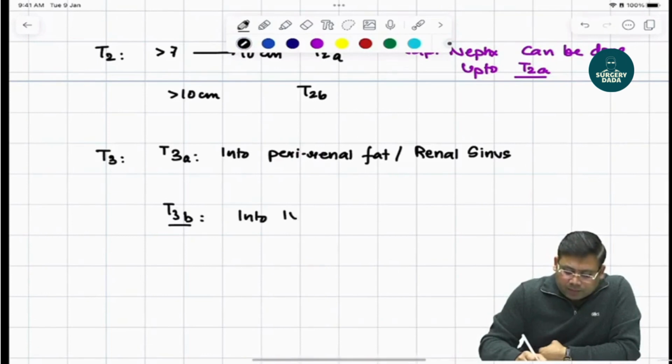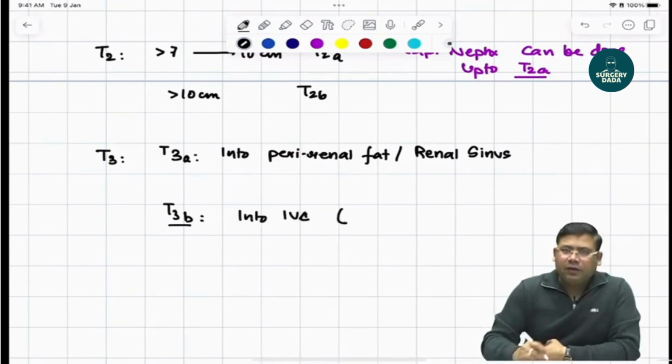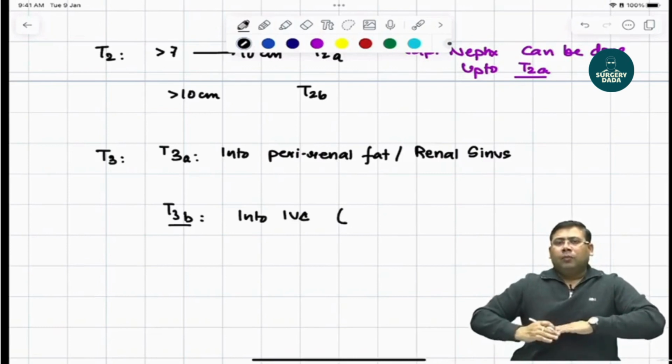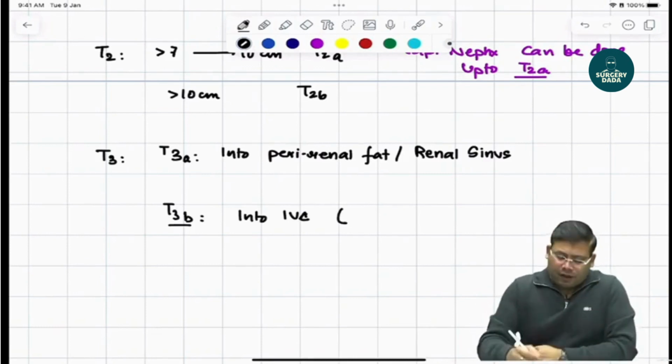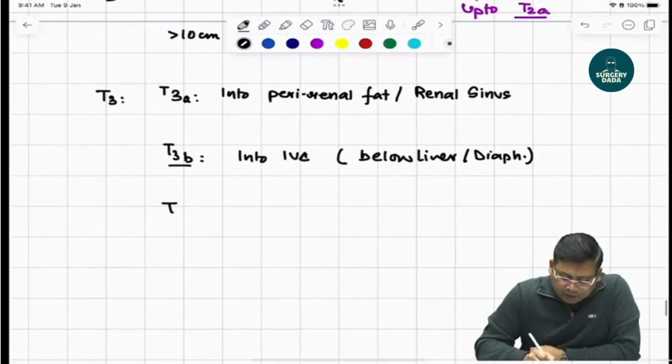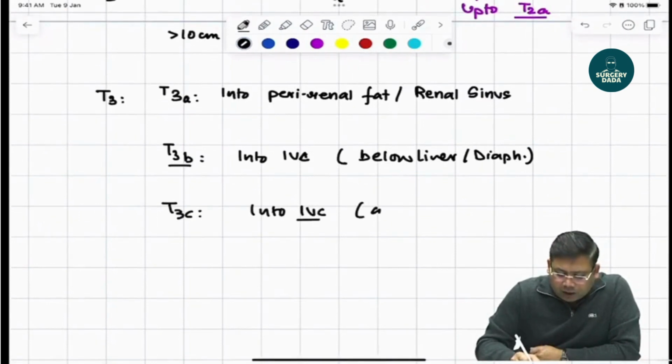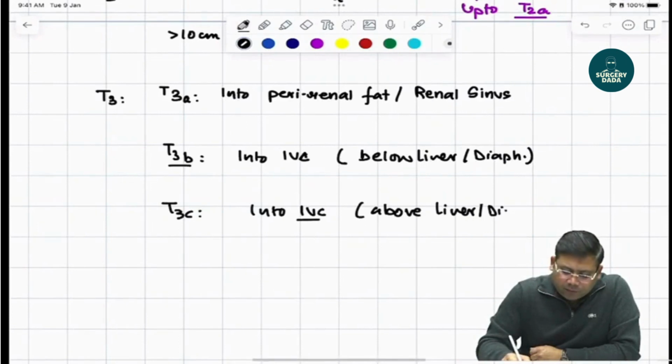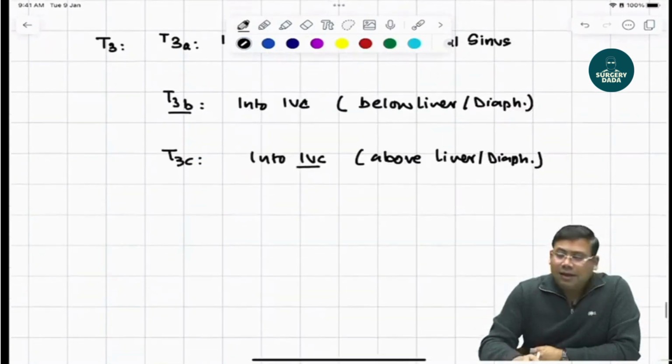Into IVC. When we talk about IVC, we have a level of the liver. So below the liver IVC, above the liver IVC. So below the liver, or you can say diaphragm, that is T3B. T3C is into IVC, extending beyond, so above the level of liver or diaphragm. This is the T3.